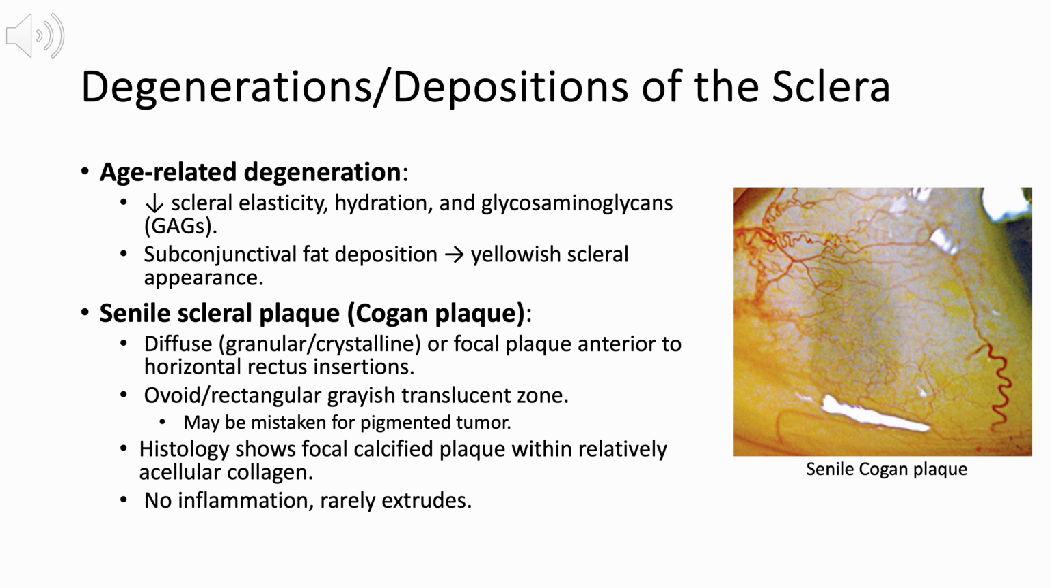Histologic examination reveals a focal calcified plaque within relatively acellular collagen. These plaques are non-inflammatory and rarely extrude. We're now going to finish off this chapter by discussing this last and final topic, drug-induced depositions and pigmentations.